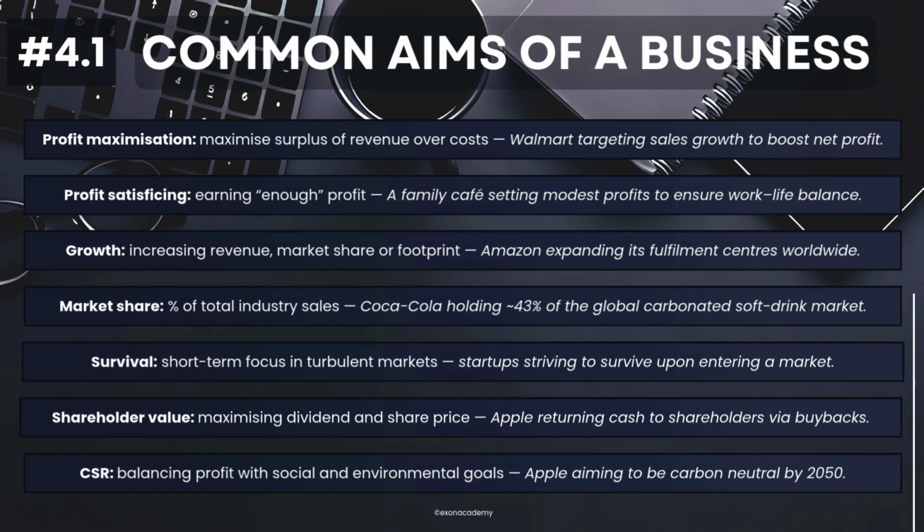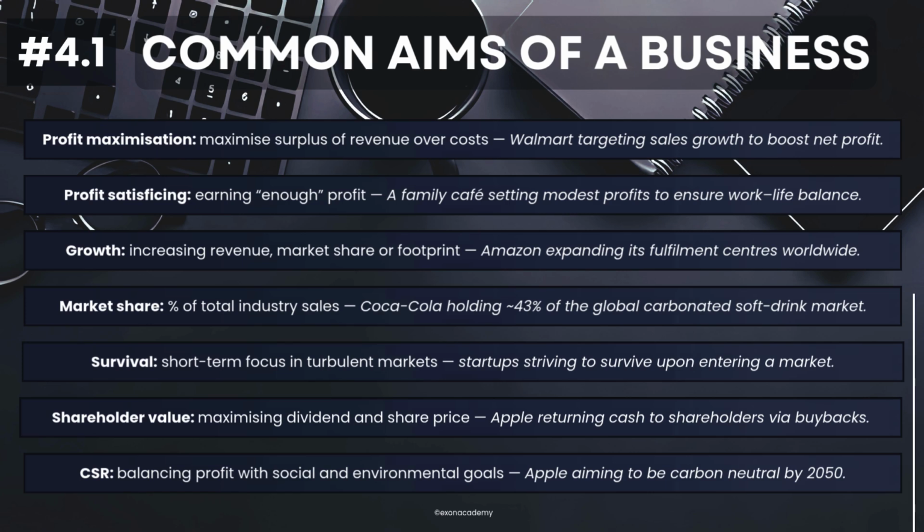However, some businesses follow a different approach called profit satisficing. This is where they aim for a decent level of profit rather than trying to get the maximum. For example, a family run cafe might decide not to open for long hours or expand to new locations simply because the owners value work life balance more than making extra money.